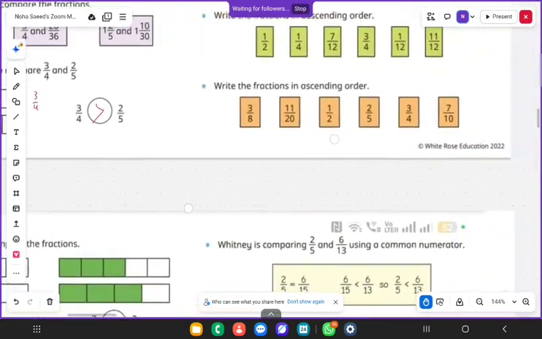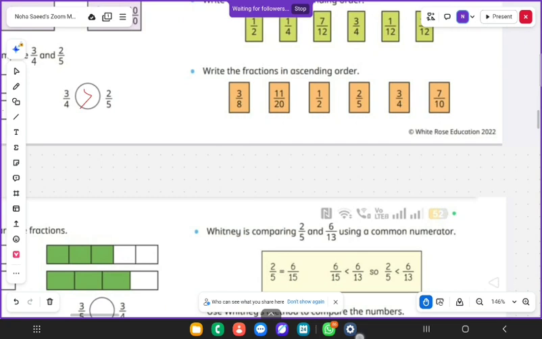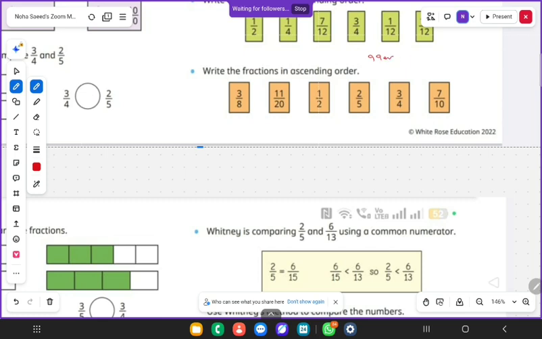Here, if I wanted to make it in ascending order, the word ascending begins with a. So it will remind you that we have to compare from the least to the biggest, because a is the first letter in the alphabet, right? Remind yourself with that. Here's 3 over 8, 11 over 20, 1 over 2, 2 over 5, 3 over 4, 7 over 10. I have a problem here. How can I compare all of that? I have to get a common denominator.